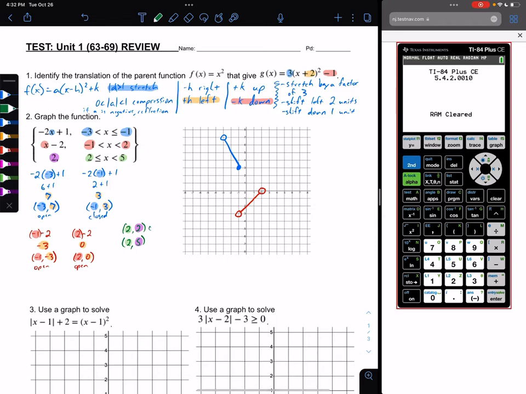Here we would have a closed circle because that 2 has that less than or equal to, and the 5 is going to be an open circle. So 2, 2 is going to be right here. Oh, sorry, closed. Let's fill that in. 2, 2 is closed. And 2, 5 is open.